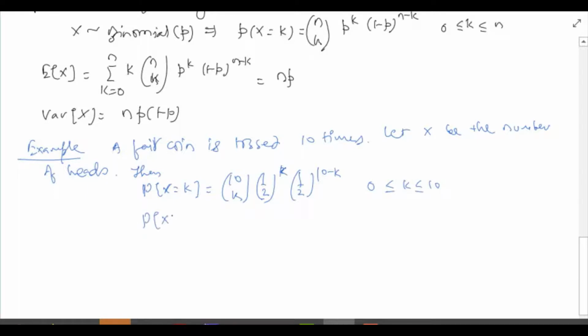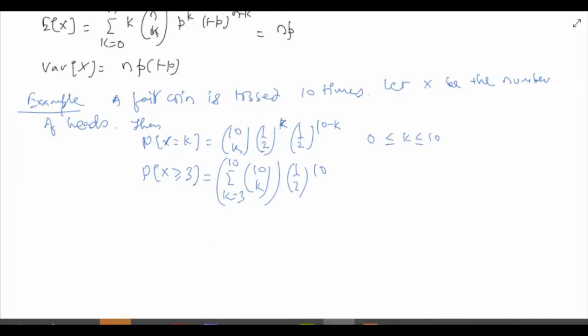Similarly, the probability that X will be greater than or equal to 3 can be written as the summation k equals 3 to 10, 10 choose k, and the whole thing multiplied by half raised to 10. Okay.